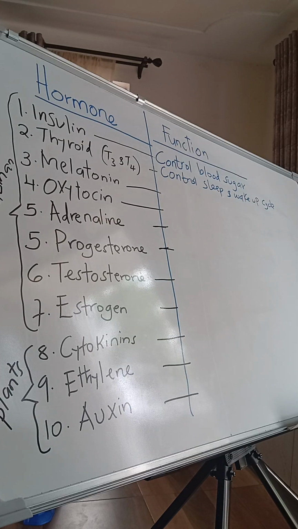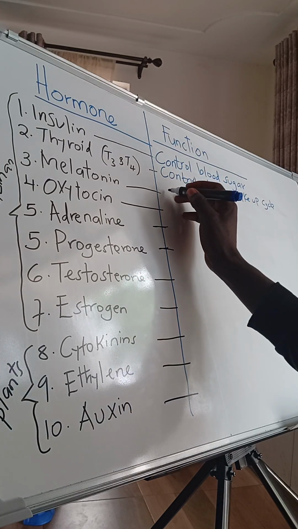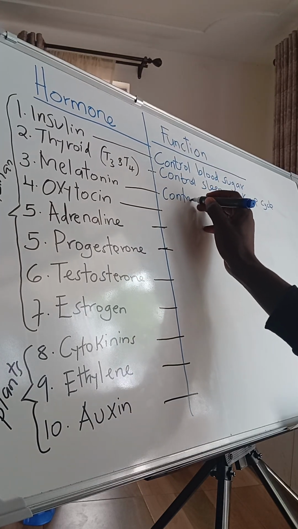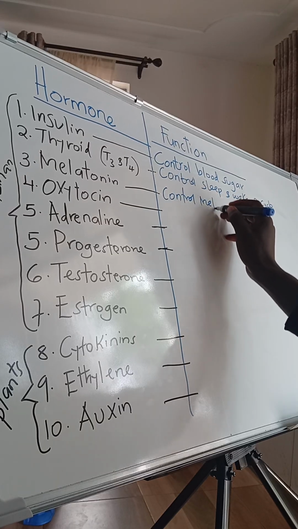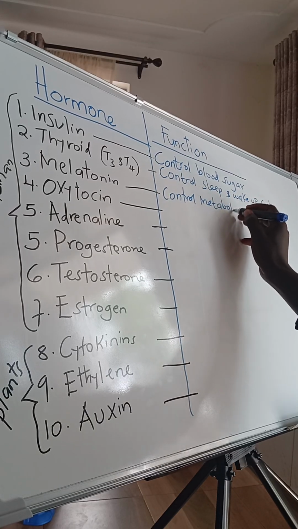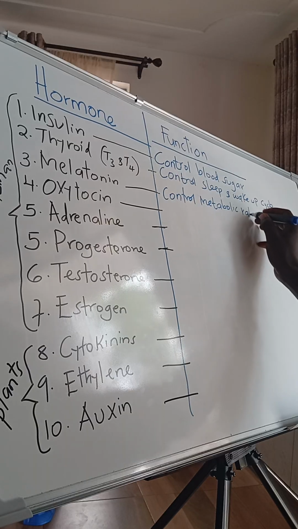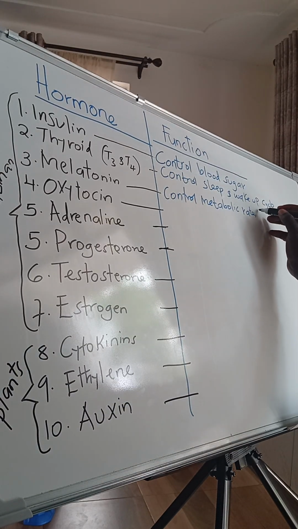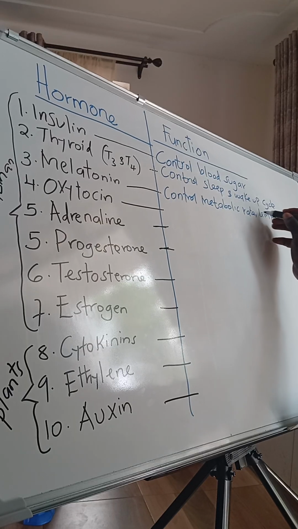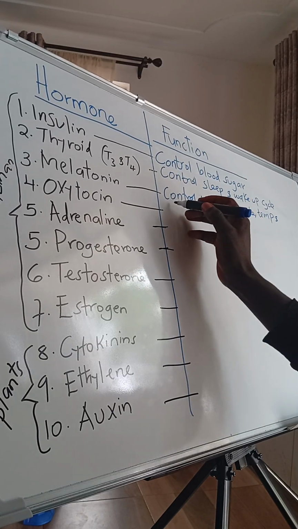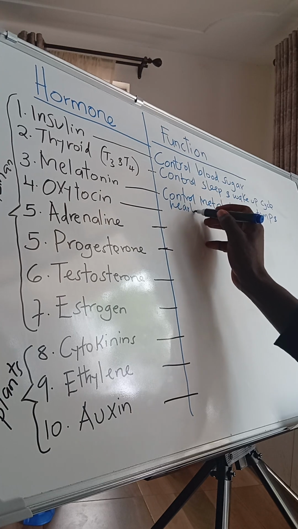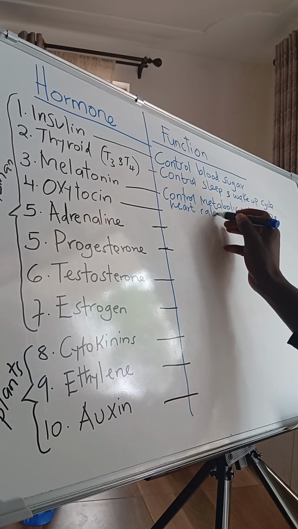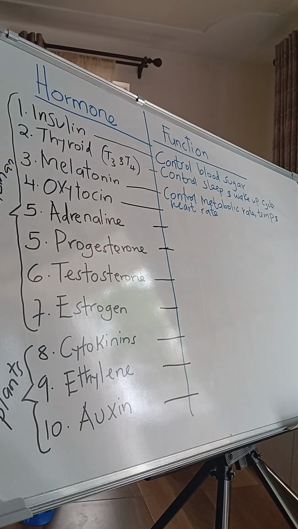Melatonin hormone, the main function is to control metabolic rate. Another function of the hormone is to control temperature and heart rate. It ensures that in a minute you have the recommended number of beats.